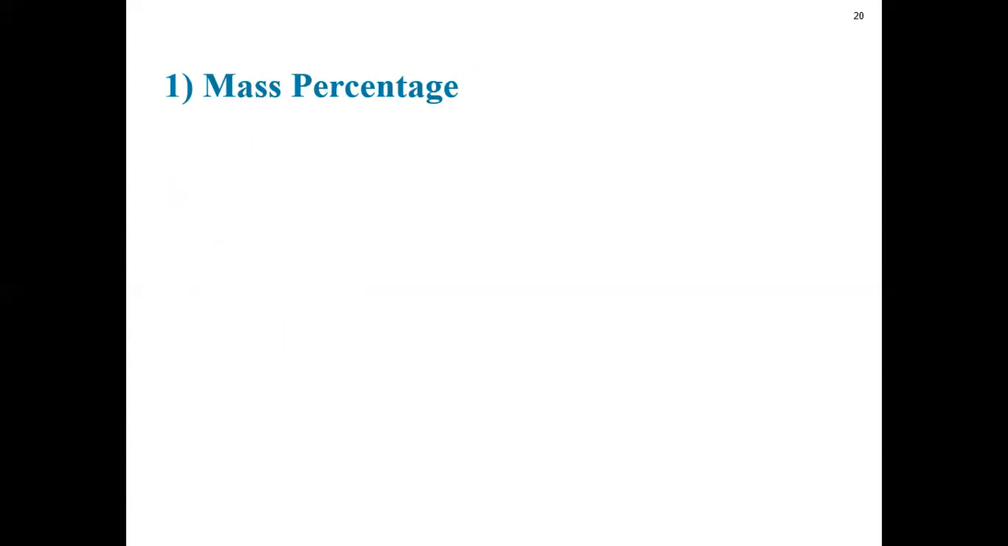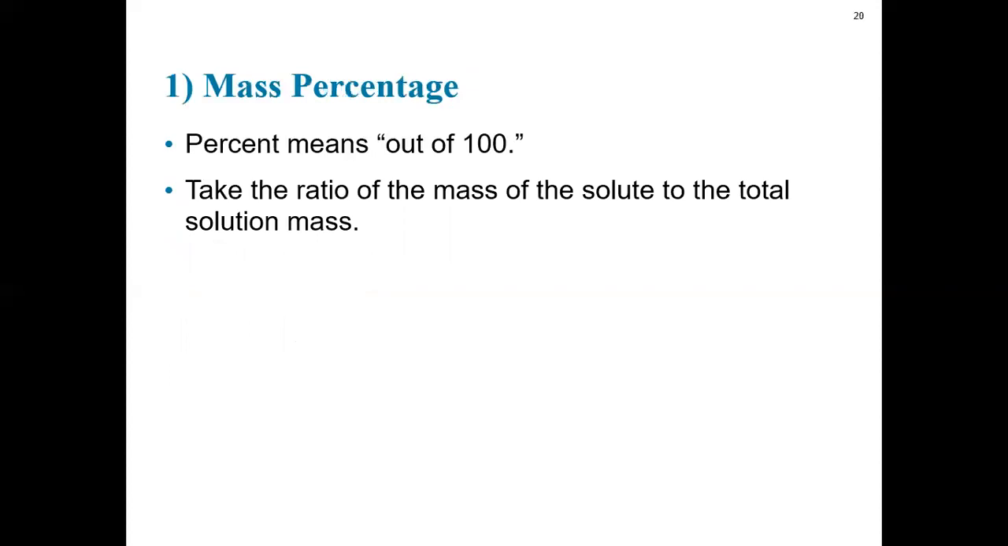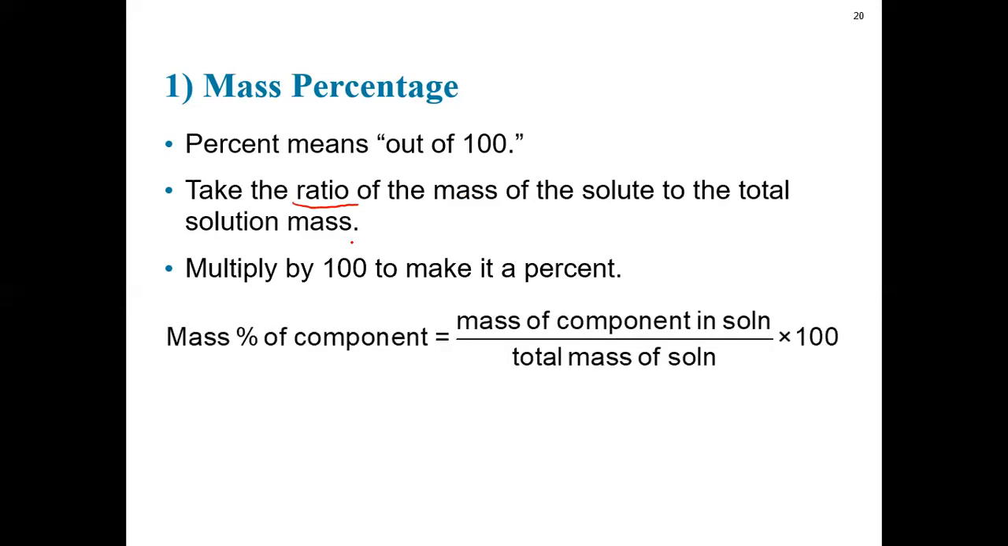So let's first study the mass percent. Percent means out of 100. You take the ratio, as I said, the thing in common for all those units. This is the ratio of the mass of the solute to the total solution mass, and then you times 100. Therefore, you have this formula to calculate the mass percent of a component. The component may be the solvent or the solute, and usually it will be the solute. Sometimes you have more than one solute, so you can find the mass percent of one solute.